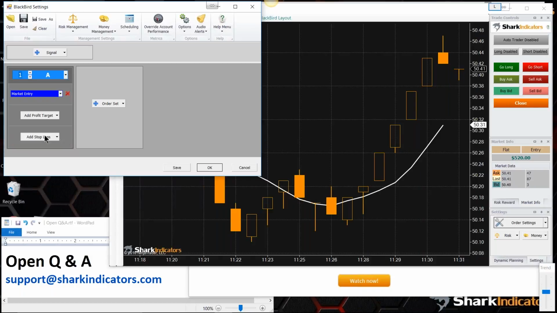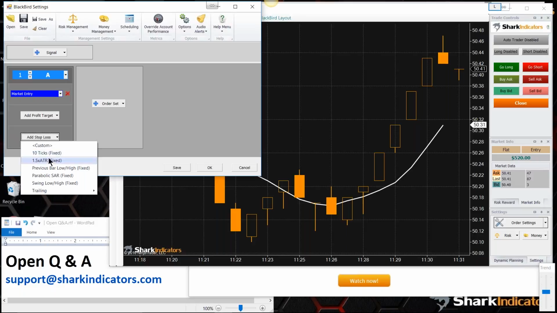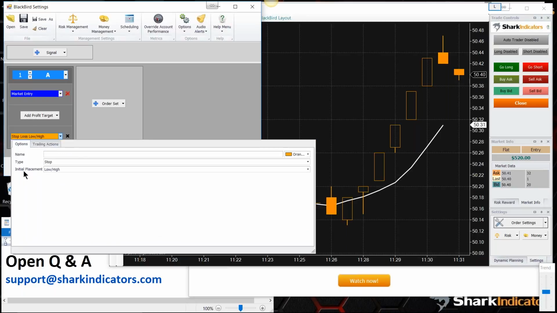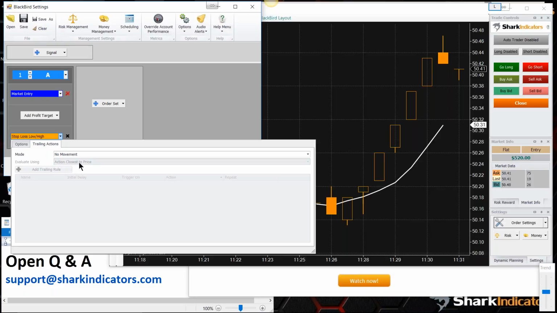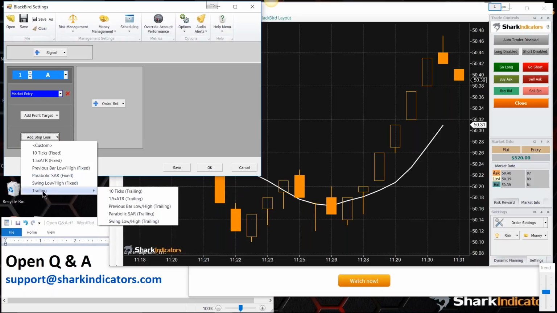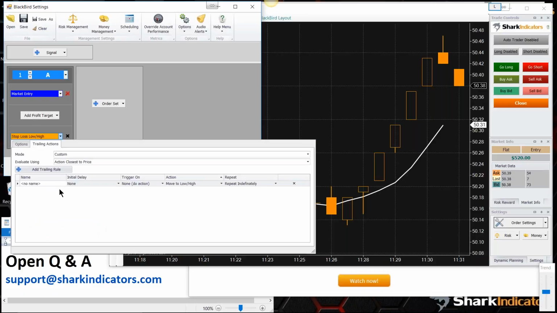Let me just delete this. So these, as they say, are all fixed. If I use the previous bar low high, we can see we have an initial placement at the low and the high. And if we look at the trailing actions, there is no trailing action rule here. Now, if I go into the trailing section and select my previous bar high low trailing there, then we can see in the trailing actions there is a trailing rule here.